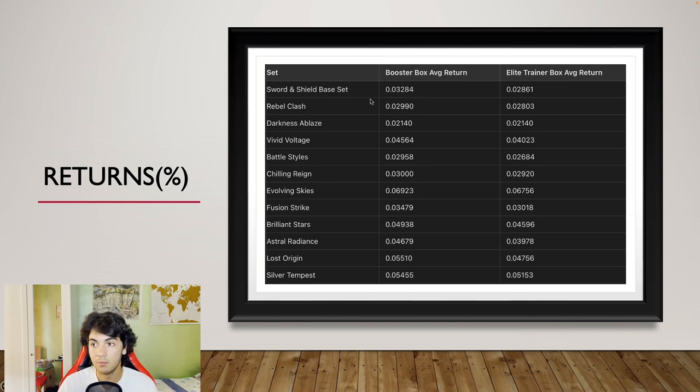So simply, booster box average return for a Sword and Shield base set box would be 0.03%. These would be weekly average returns. How was the average calculated? Once again, I used the sample mean. So what is a sample mean? I talked about it quite often in my most recent videos. And it's simply the sum of returns divided by the number of data points.